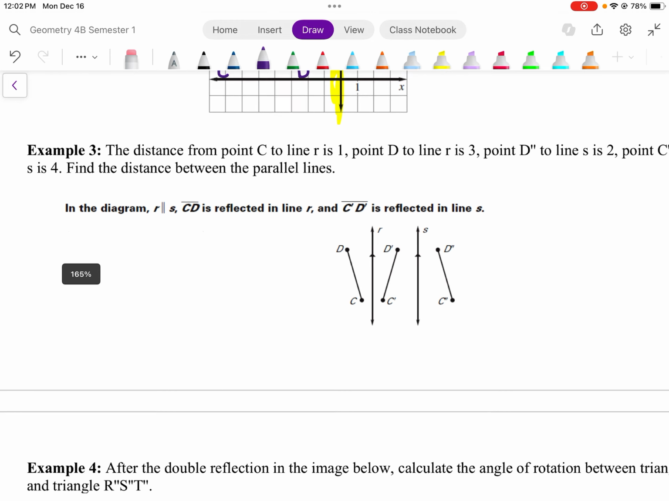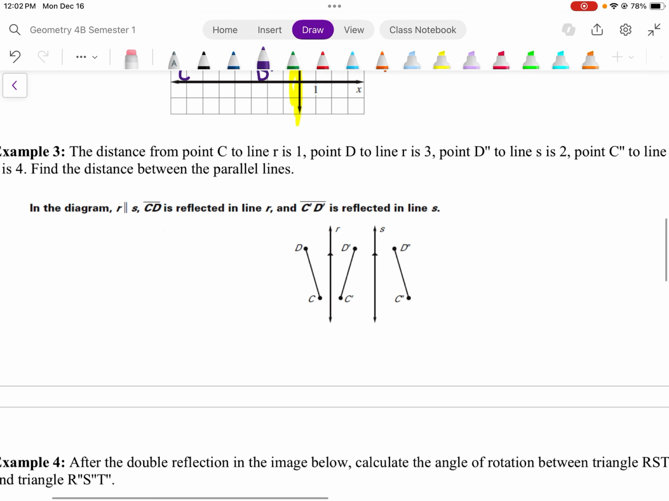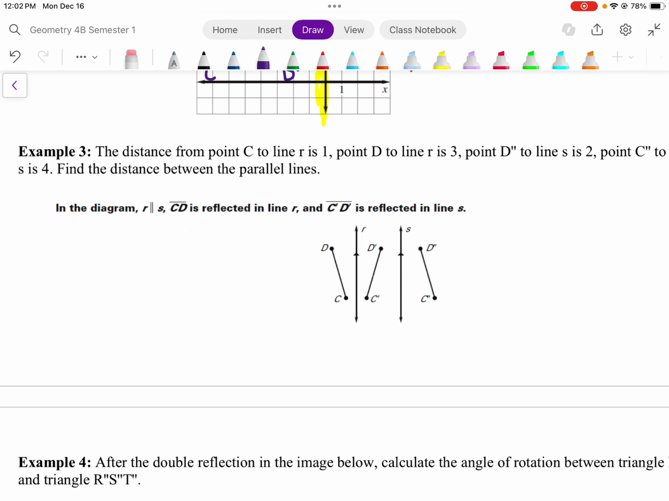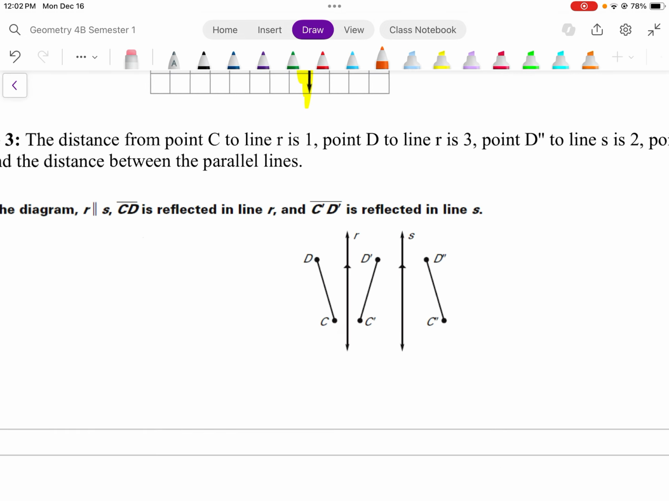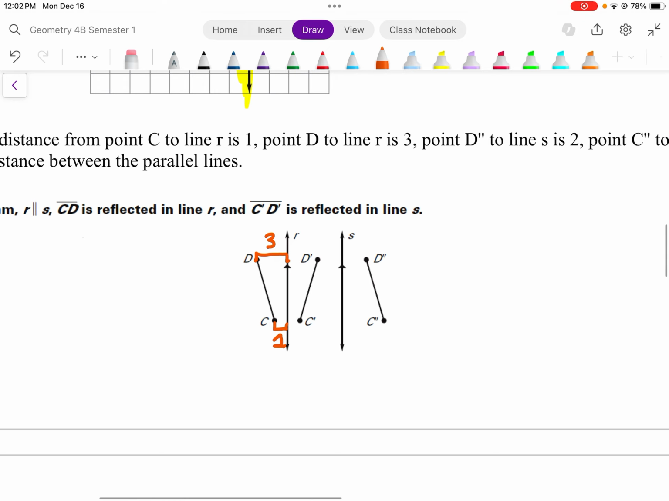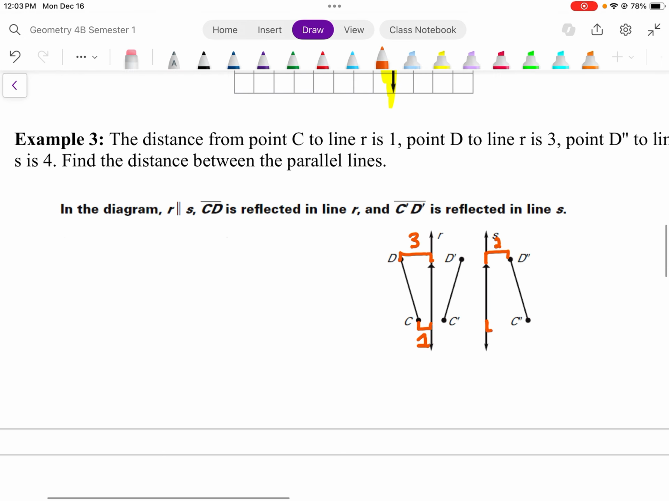These next ones, we are going to be applying some critical thinking to our problems. So for example 3, the distance from point C to line R is 1. So we can go ahead and label that in our picture. From C to R, that space is 1. Point D to line R is 3. Point D double prime to line S is 2. And then point C double prime to line S is 4. So this one here is 4.